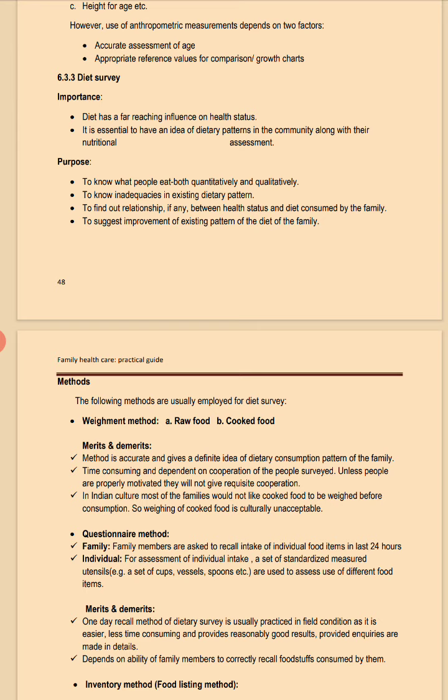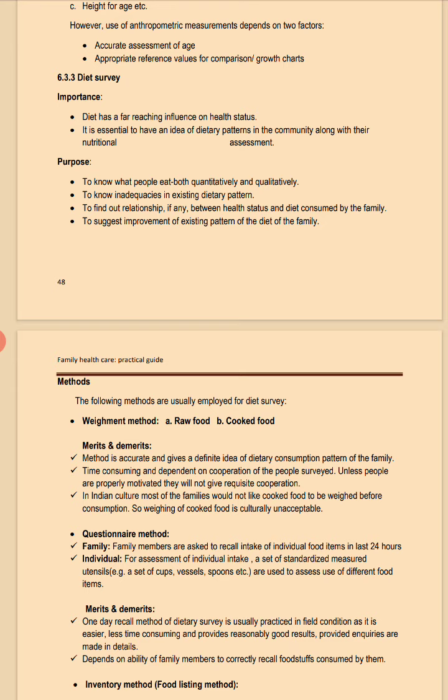This method is accurate and gives us a definite idea about dietary consumption, but it is extremely time consuming and dependent on the cooperation of the family. And in Indian culture, most of the families would not like cooked food to be weighed before consumption. So weighing of cooked food is culturally unacceptable. So the weighman method was one of the best methods, but we cannot do that. So we do a questionnaire method.